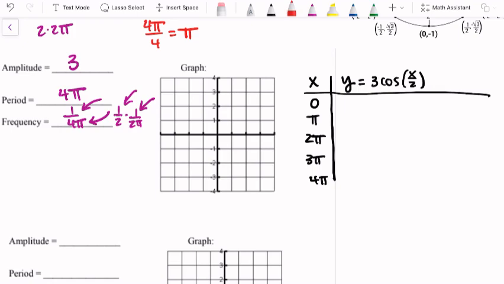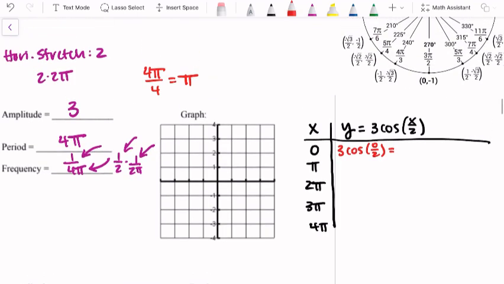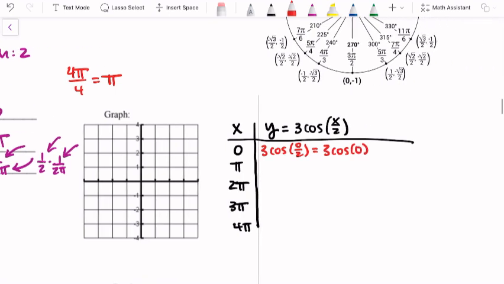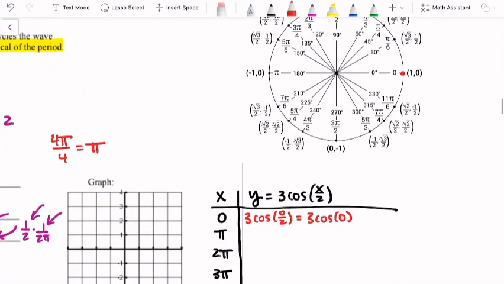So first up is 0. So I'm going to have 3 times cosine of 0 over 2. Okay, well, let's simplify. So 3 cosine, that's going to be of 0. So when our radian is 0, what's our cosine value? That's going to be 1. So 3 times 1 is going to give us 3.